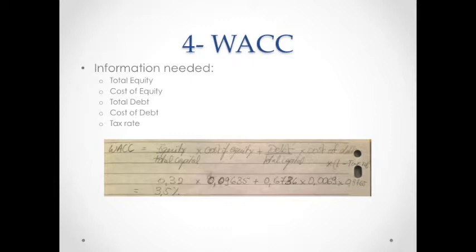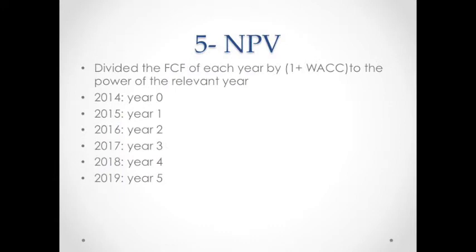The first EBIT is 957 million, which is relatively low considering all the other numbers that are projected and are on the Excel are all in billions. Now for the net present value, I divided the free cash flow of each year by 1 plus WACC to the power of the relevant year.